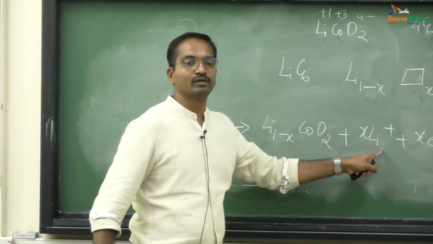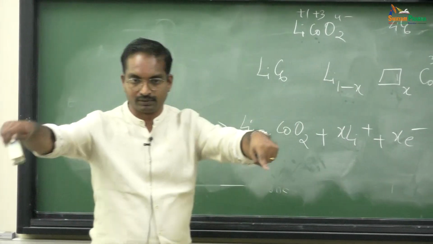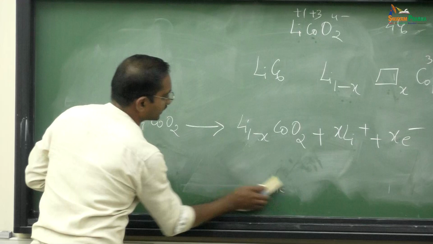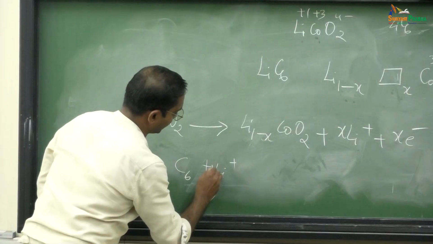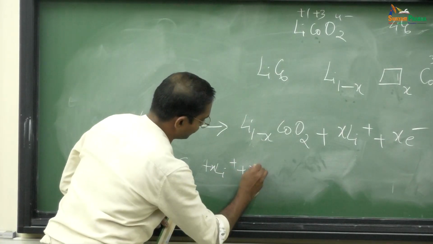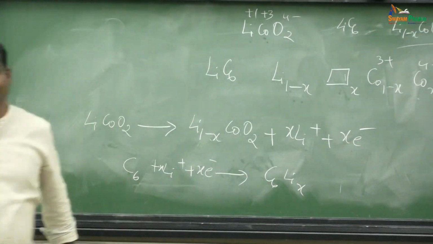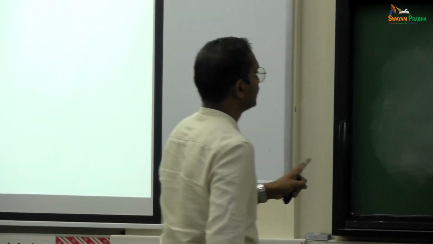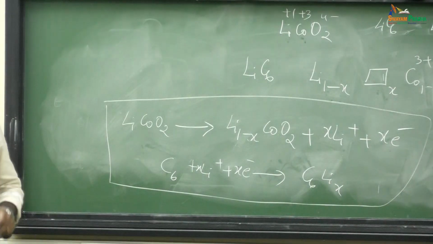Now, where will this electron go? Because it is coming from an electrode, it has to be consumed. The battery means you take electron from one side and put it on the other side. So, the other side reaction is carbon plus x amount of Li plus plus x amount of electron produces C6Lix. Clear? C6Lix. This step, in a battery, is called charging of the battery.